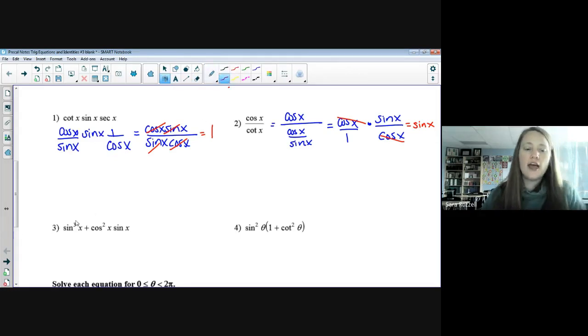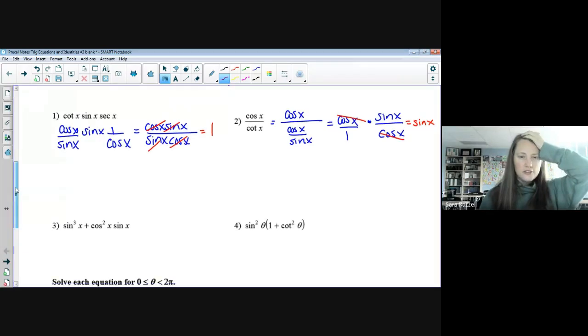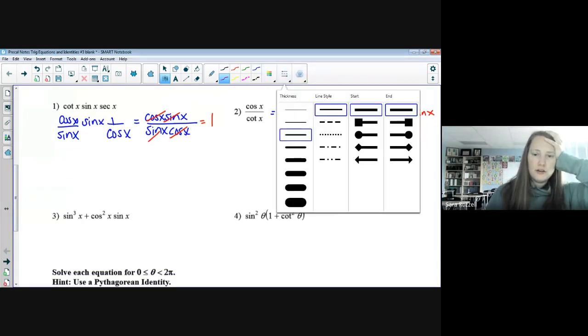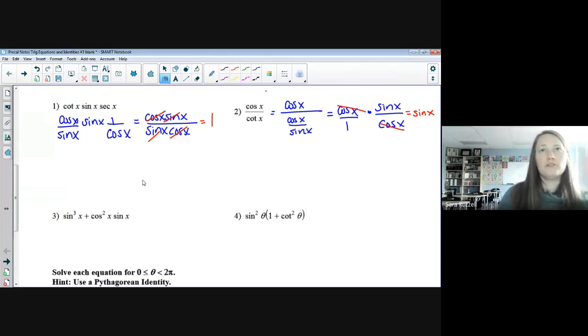All right, so if we look at number 3, I notice that I have some squares. I might have to be thinking about Pythagorean, but we have cubes also, so you're going to have to do a little bit of factoring on this just before we get it all into what it needs to be. So if I'm looking at it and I have things that are higher than a second power, there's a chance that I'll have to do some factoring. So if that's the case, look and see if you have anything in common in both terms. Do I see something in common in the sine cubed and the cosine squared sine? There's something that shows up in both of those.